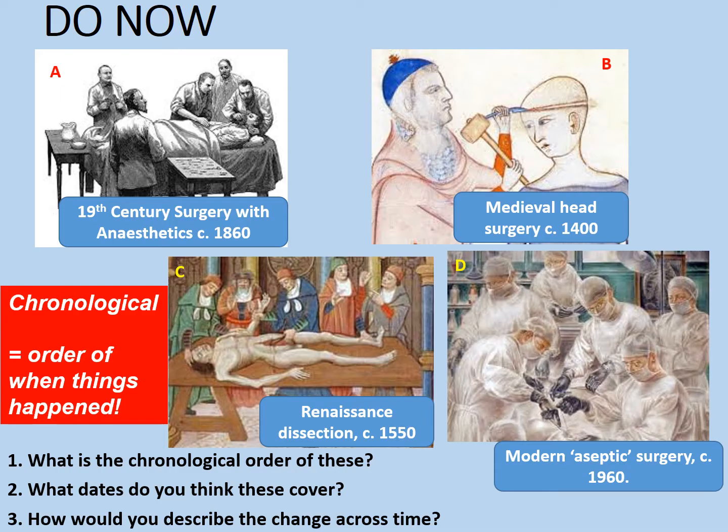So how would we describe the change across time? Well, hopefully we can see that things are becoming more and more sophisticated. So early on we've got a pretty brutal procedure with the medieval head surgery, then there's greater understanding of the body in the Renaissance, which would certainly have aided our 19th century surgeons, who are being less brutal because of the use of anaesthetics, and then something that might be called recognisably modern in image D.